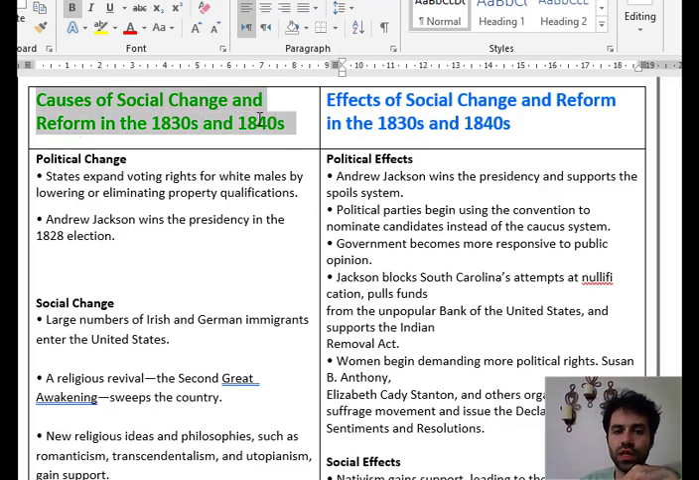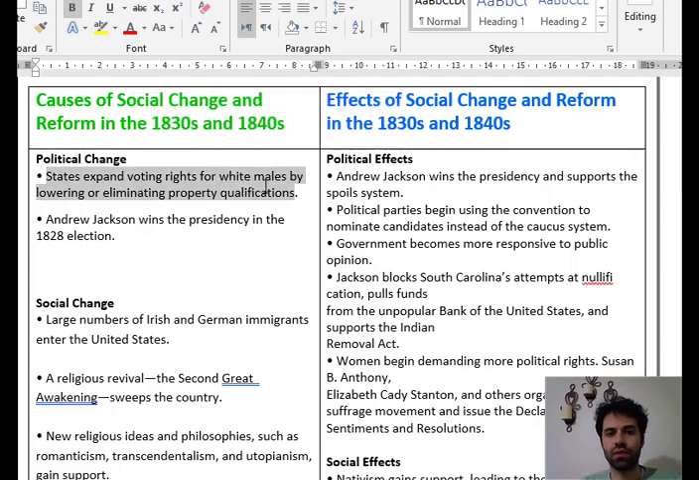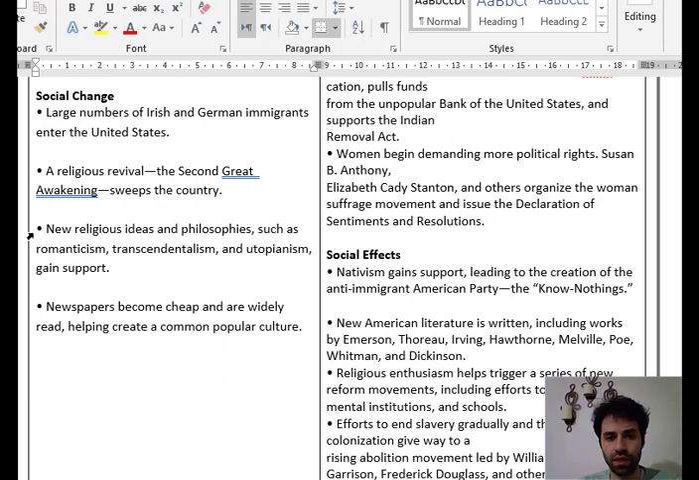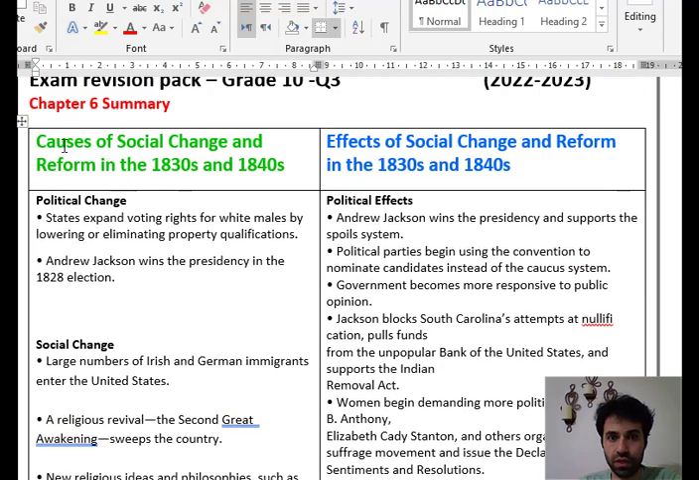So, talking about causes of social change and reform in the 1830s and 1840s in the United States. Regarding political change, states expand voting rights for white males by lowering or eliminating property qualifications. Andrew Jackson wins the presidency in the 1828 election. And in the field of social change, large numbers of Irish and German immigrants entered the United States. A religious revival, the Second Great Awakening, sweeps the country. New religious ideas and philosophies such as Romanticism, Transcendentalism, and Utopianism gain support. Newspapers become cheap and widely read, helping create a common popular culture.